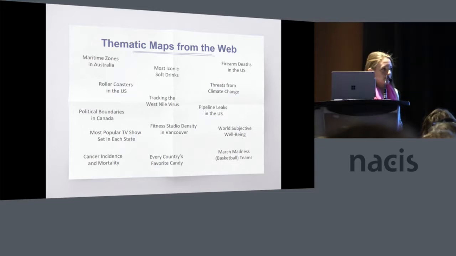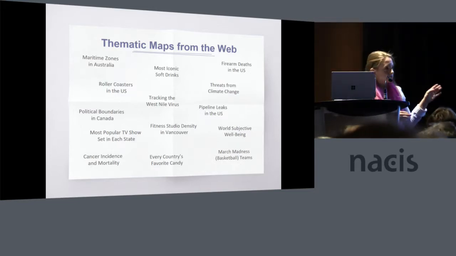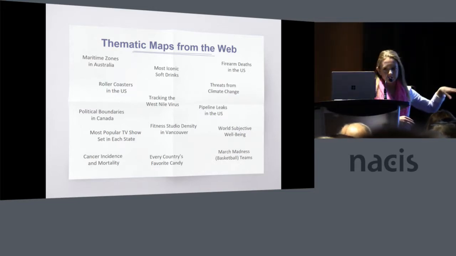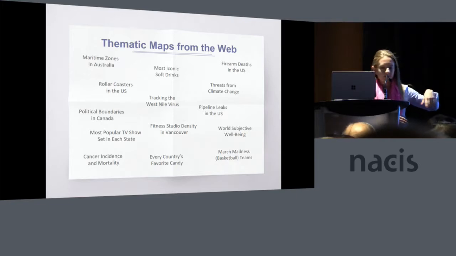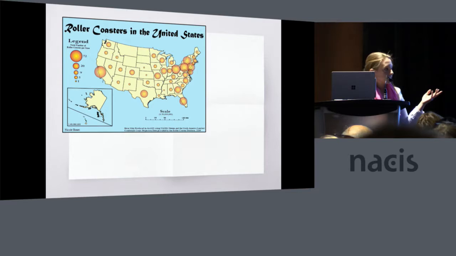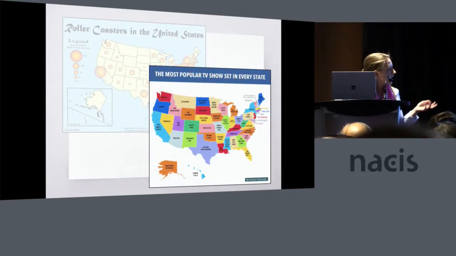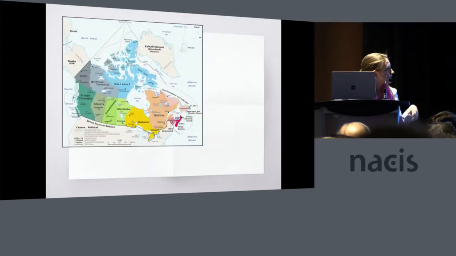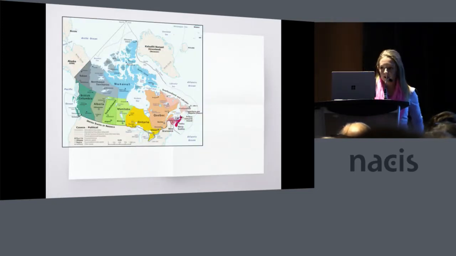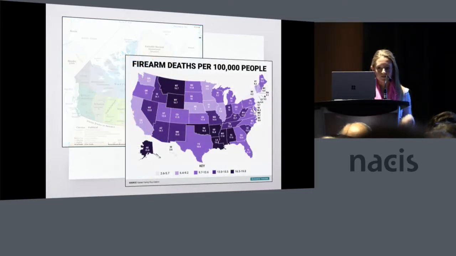So how do we apply this to maps? If you do just a simple Google search for thematic map, these are some of the results you'll find. And these are just the titles, but they all tell a story. So some of them are exciting maps of roller coasters or fun maps of TV series. Some of them are pretty emotionally neutral. This is just political boundaries in Canada. And some tell a story that's really sad or even frightening.